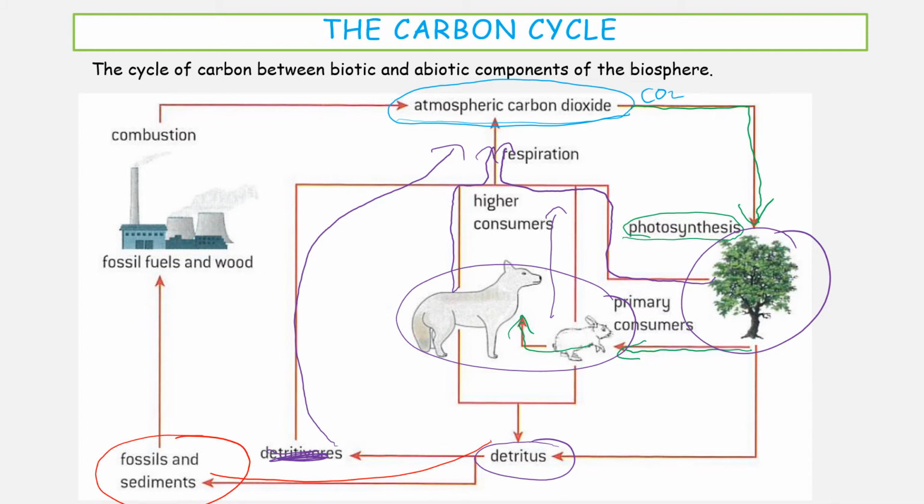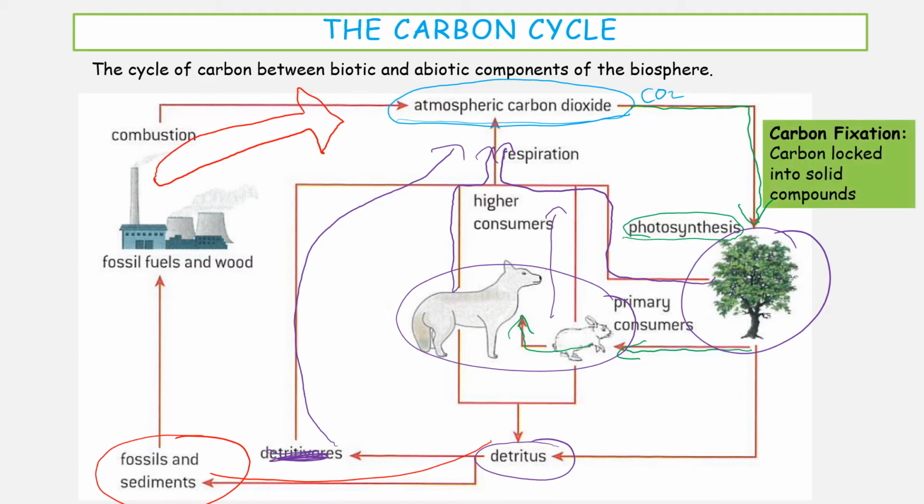And for a long, long time, this balance of carbon in our atmosphere and in the solid part of our world, between the biotic and abiotic components, was balanced. But now, because of human activity, our combustion of fossil fuels has meant that a huge amount of carbon dioxide is being returned to the atmosphere and unbalancing that cycle.